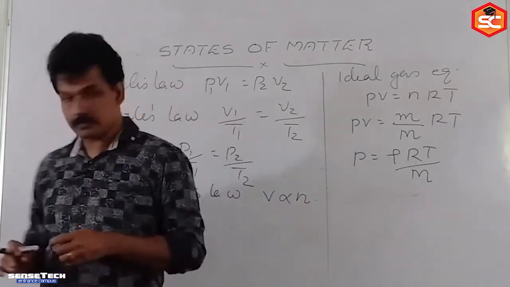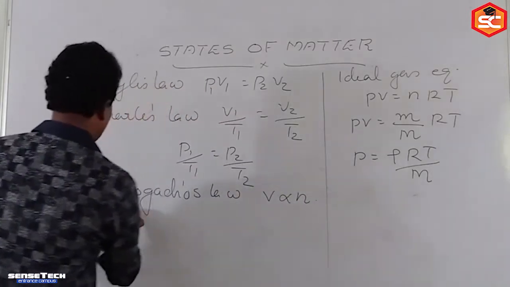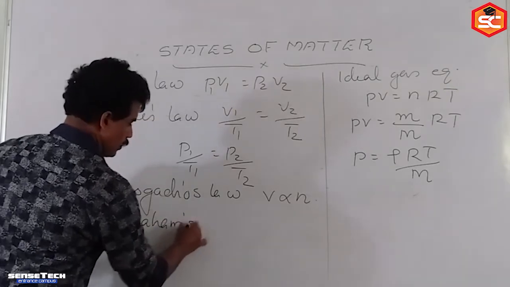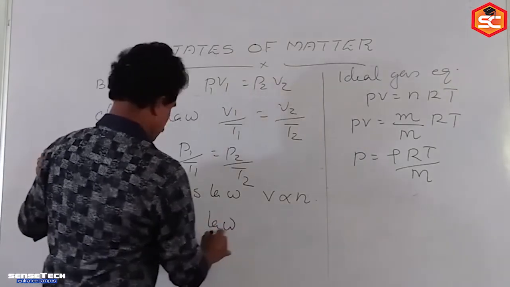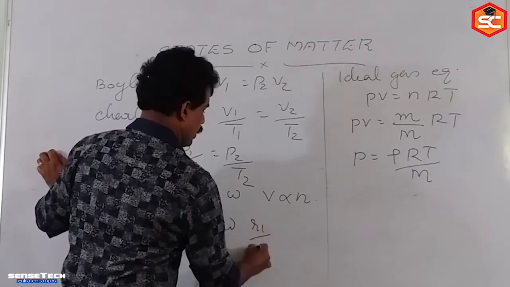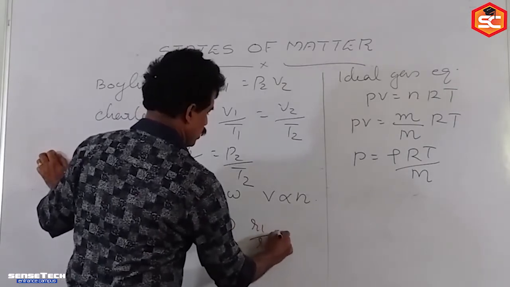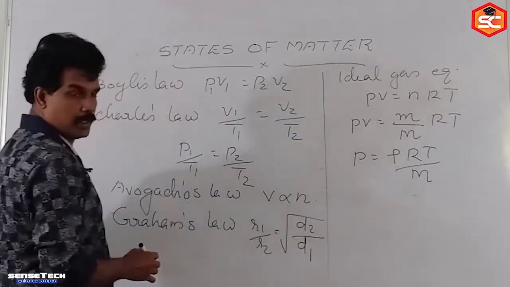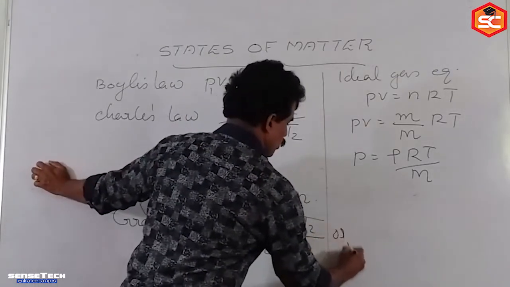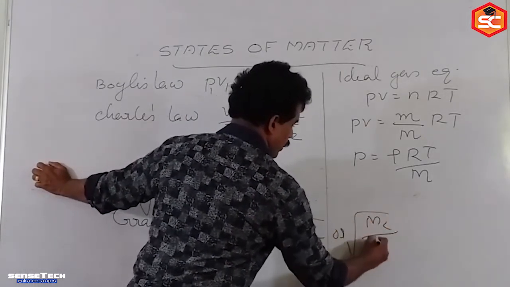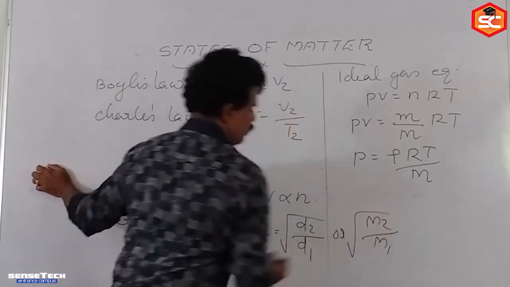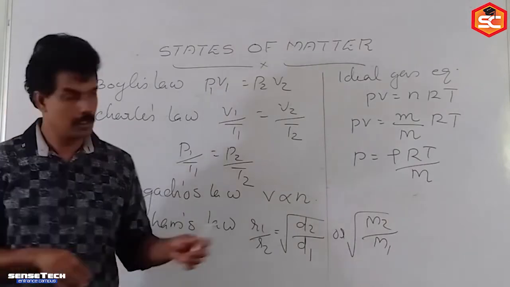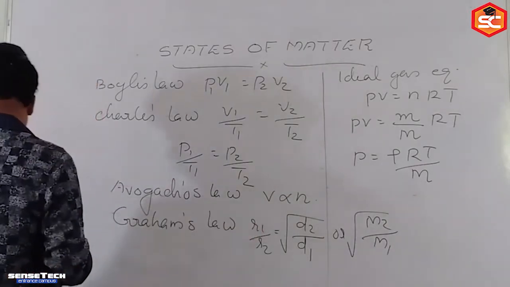Then Graham's law of diffusion. The ratio of rates of diffusion, r1 by r2, is equal to the root of d2 by d1, the ratio of their densities, or the root of M2 by M1. Vapor density and molar mass are related, as twice the vapor density is the molar mass. So this is the relation for Graham's law.